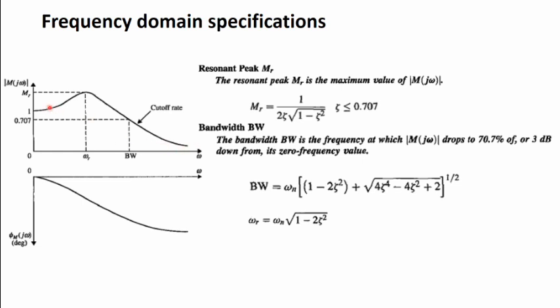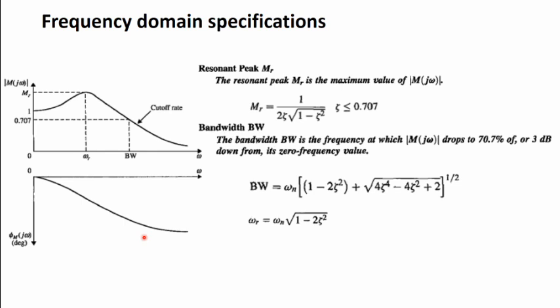This frequency curve is like a resonance curve, and there is one frequency at which the curve has its peak, which we call the resonant peak. The frequency at the resonant peak is omega r. And the phase is typically like this. For minimum phase systems or for a proper transfer function, the phase is reducing with respect to frequency.